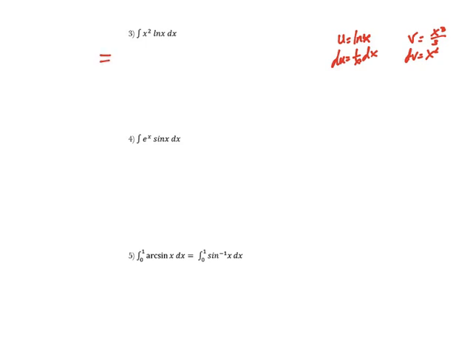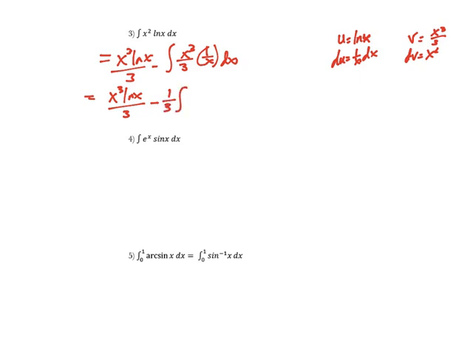So my integral becomes uv, so x cubed natural log x over 3 minus v du, the integral of x cubed over 3 times 1 over x dx. Well, I can simplify that integral a little bit. It gives me x cubed natural log x over 3 minus, I can bring out the 1/3, and that would just be x squared dx.